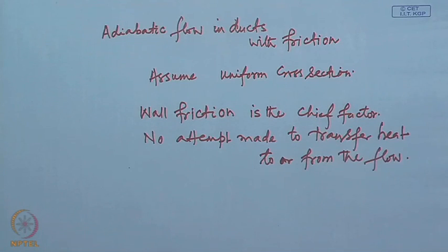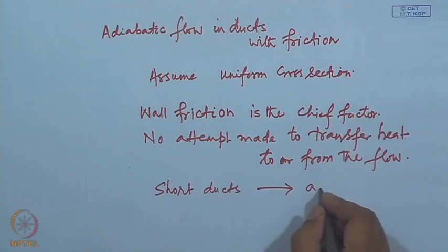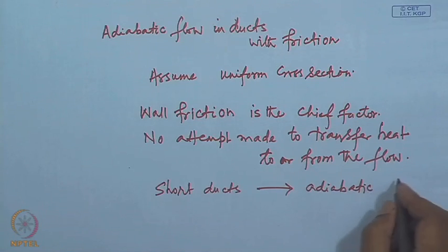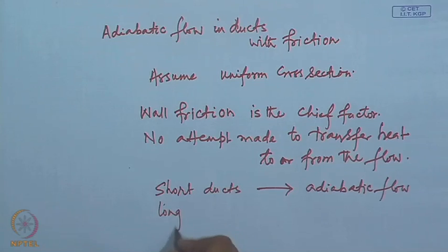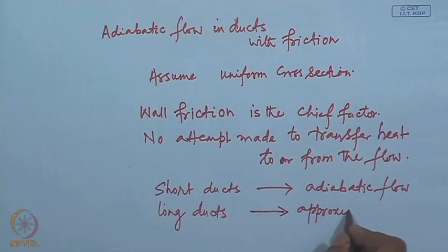If the ducts are reasonably short, the flow is approximately adiabatic, but if the ducts are very long, then sufficient area is available for heat transfer to make the flow non-adiabatic. However, in that situation the flow can be treated as approximately isothermal. So, you can say that for short ducts the flow is adiabatic, and for long ducts heat transfer is possible, there is enough area for heat transfer to take place, and the flow is then approximately isothermal.